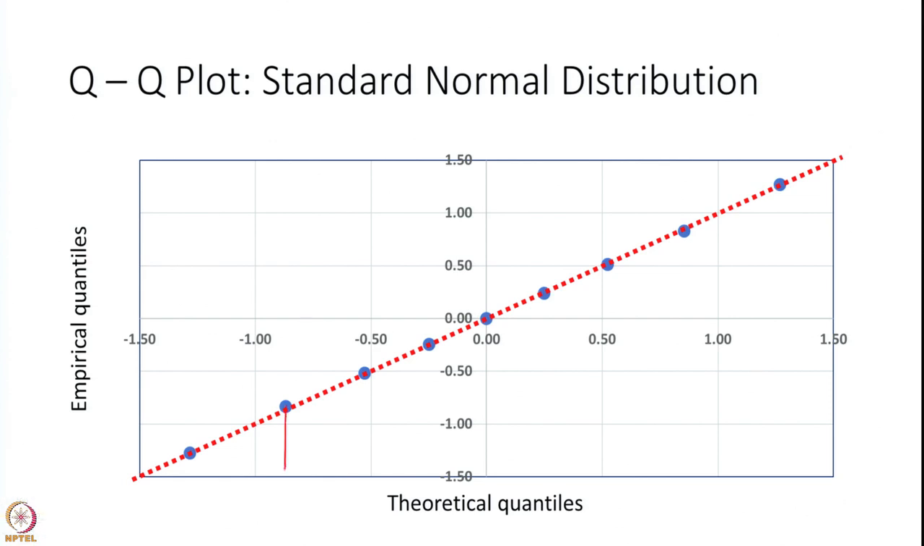If you take any typical one, this shows the data decile, or as I have called it, empirical quantiles, and this is the theoretical quantile calculated from normal 0, 1, and I have plotted each value, and you can see that there is a deviation.